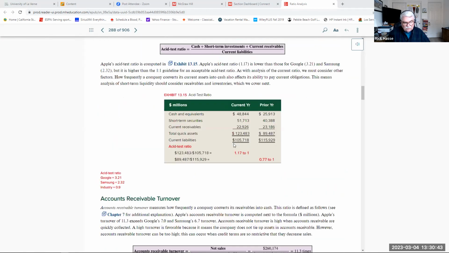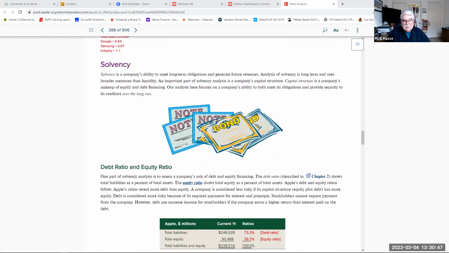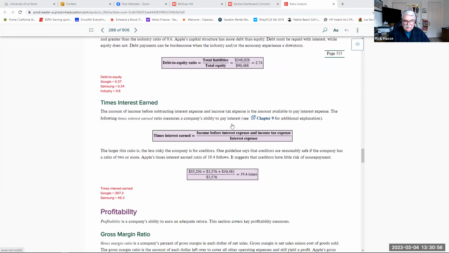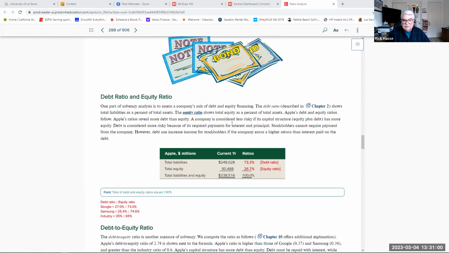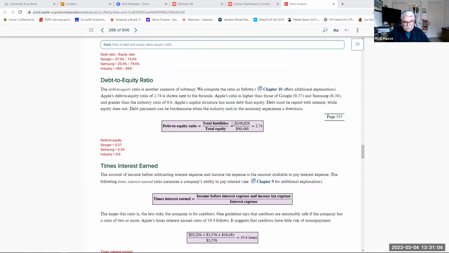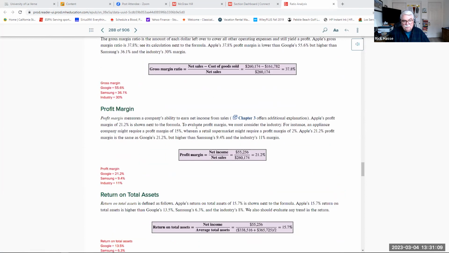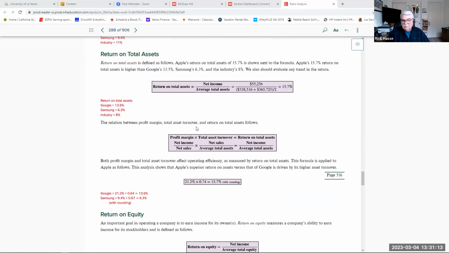Then the second section is solvency. Again, pick one equation from this analysis: debt ratio, debt to equity ratio, times interest earned. Those are the three ratios that you can select to pick one for your analysis. The third section is profitability. Here it is right here: gross margin ratio, profit margin, return on total assets, and so on.